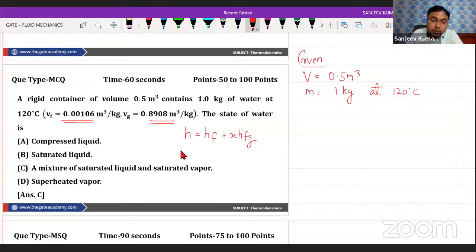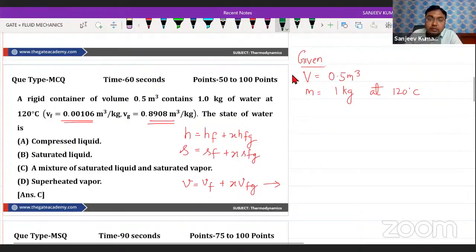This formula is also applicable to entropy. S is equal to Sf plus X into Sfg. Not only enthalpy and entropy, you can also apply this formula for the volume. A specific volume V is equal to Vf plus X into Vfg. And what is Vfg? Vfg is Vg minus Vf. So we are going to make use of this equation to find out the value of X, the dryness fraction. Once the dryness fraction is calculated, you will know the exact state of water, correct?